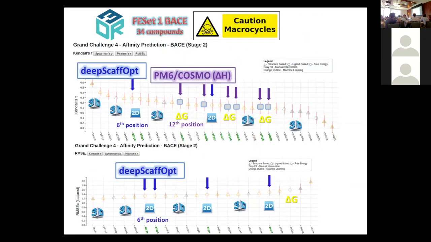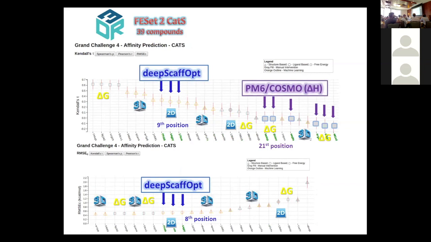And these are the official results from the free energy data sets, in which I participated both with deepScaffOpt, which is machine learning based, and with PM6 Cosmo, which is a free energy method, but at that time I included only the enthalpic term, not the entropic term. And as you can see here, according to Kendall's Tau, deepScaffOpt ranked at the 6th position and was outperformed by 3D structure-based methods, while PM6 Cosmo ranked at the 12th position. In the other dataset, the cathepsin dataset, deepScaffOpt did slightly worse, 9th position, outperformed by 3D structure-based methods.